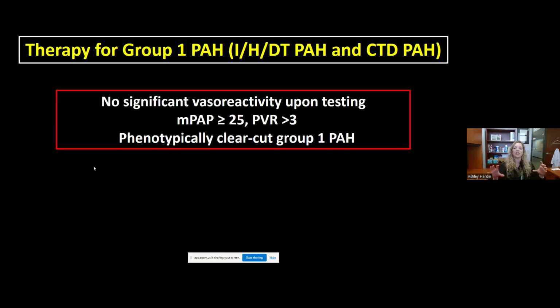Again, the patients we're going to talk about are those who do not have significant vasoreactivity upon testing. The data that influenced the guidelines here was still based on patients with a mean PA pressure, for the most part, that did not necessarily include the new definition of pulmonary hypertension. It still involved patients largely with a mean PA pressure greater than or equal to 25 and a PVR greater than 3. So this is the patient population we really have data for, and they had phenotypically clear-cut group 1 PH.